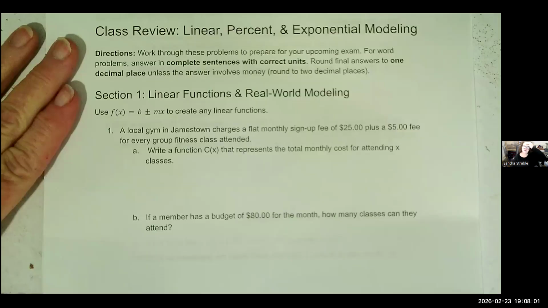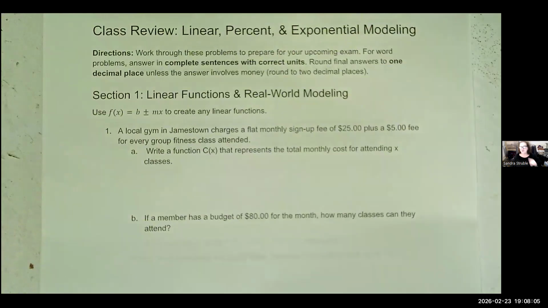Hey, let's cover the review for linear percent and exponential modeling. Work through these problems to prepare for your upcoming exam. For word problems, answer in complete sentences with correct units. For the exam, you're going to round final answers to 1 decimal place, unless the answer involves money, and then you'll round to 2 decimal places.